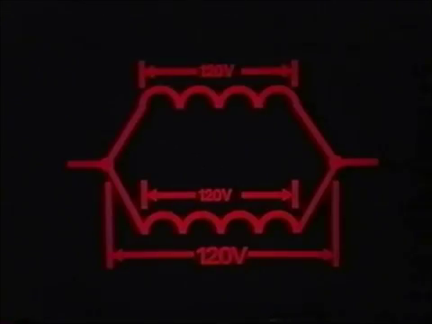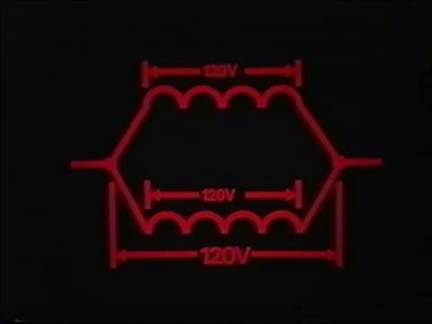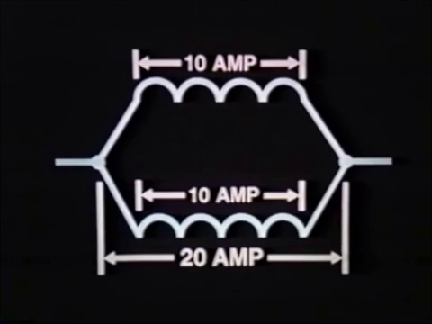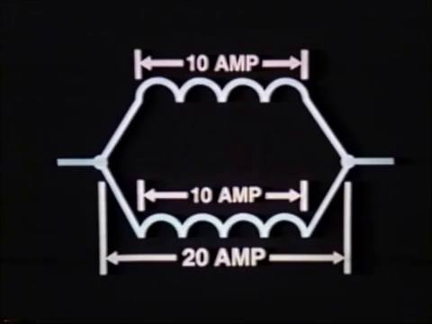Parallel connection is when the start leads of both coils are tied together and the finish leads are tied together. If the coils are identical, the voltage measured across the parallel coils is the same as one coil. However, since each coil will carry its full current capacity, the total current carrying capacity is the sum of the capacity of each coil in parallel.